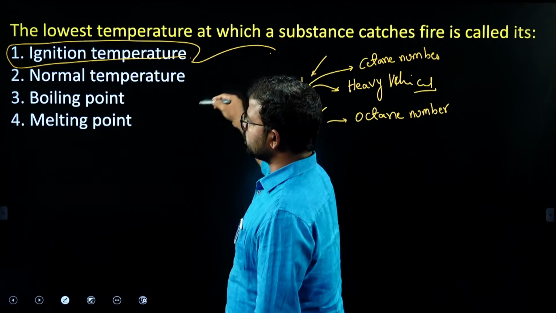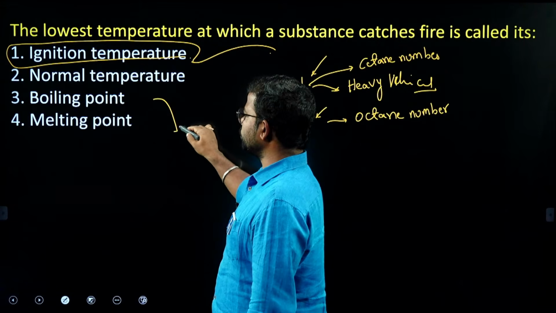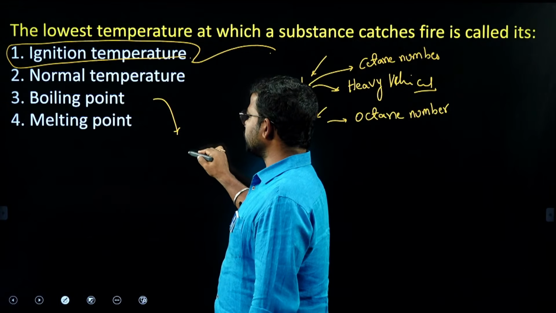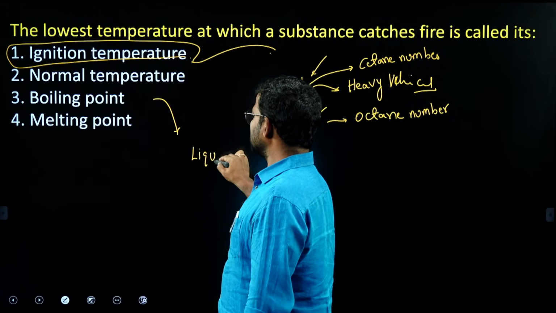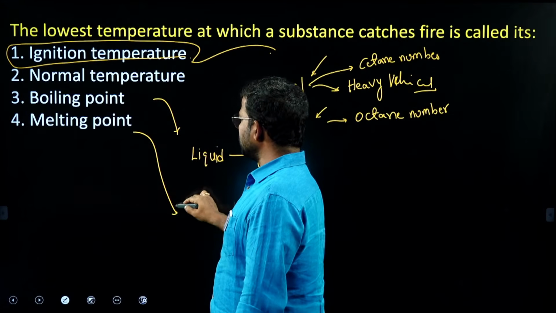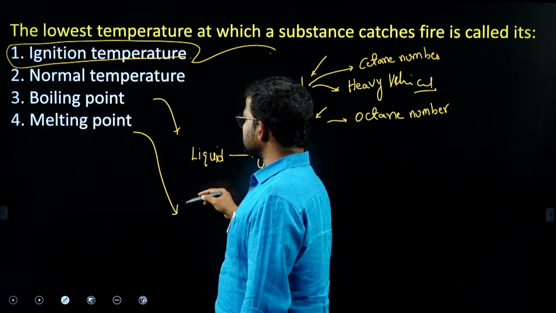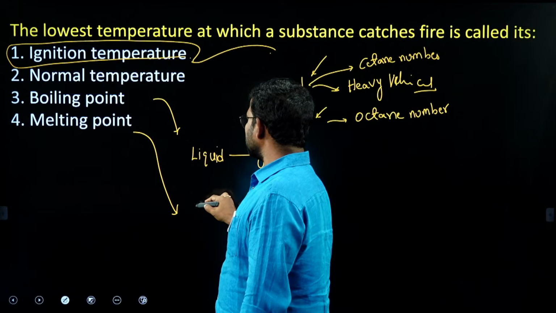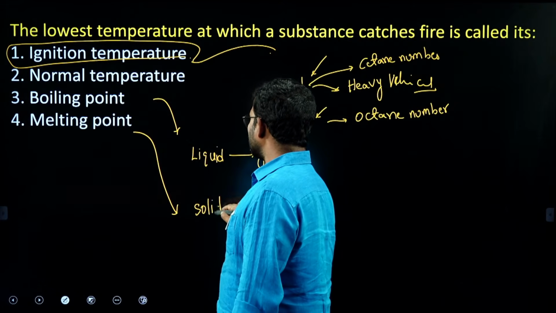Normal temperature is not related to that. Boiling point means the amount of temperature required to convert liquid into gas. Okay, so liquid to gas. Next, melting point means the amount of temperature required to convert a solid into liquid.